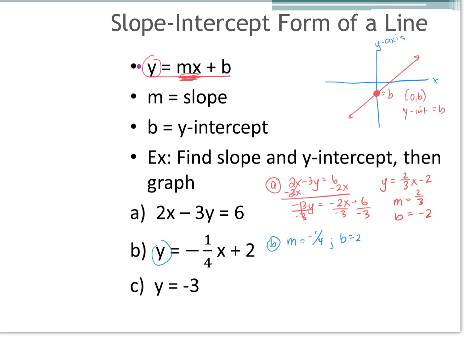And my third one, notice here that it is solved for y, but I'm missing my x component. Well, what that means is that y equals negative 3. Then what's missing is my x, so think of it as 0x. Well, my m is 0, right? So m is 0, which means it's a horizontal line. And my b is negative 3. And I'll show you what that will look like in a drawing.